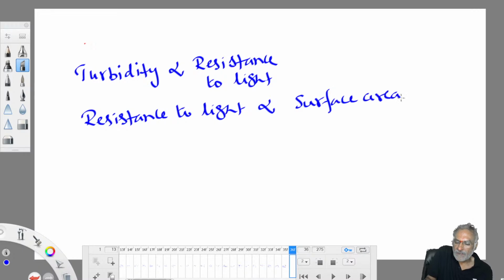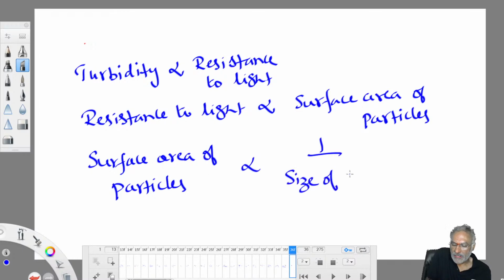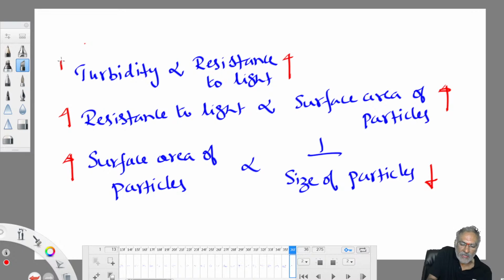How much surface area do the particles possess? Surface area of particles is inversely proportional to the size of the particles. So the smaller the particle size, the more the surface area. More surface area, more resistance to light. More resistance to light, water appears more turbid, and vice versa. Understood?